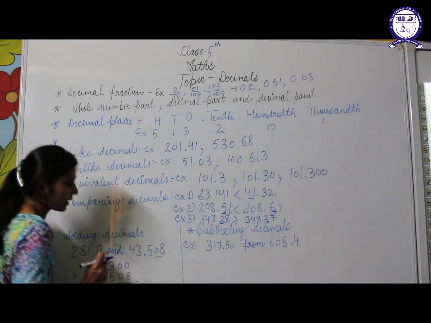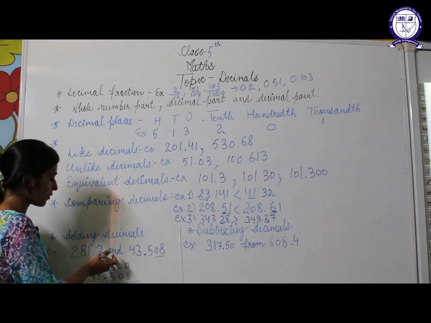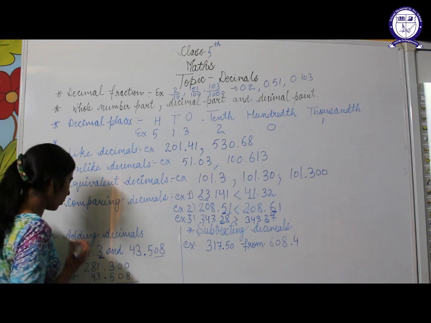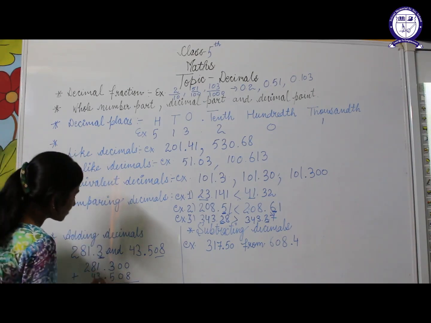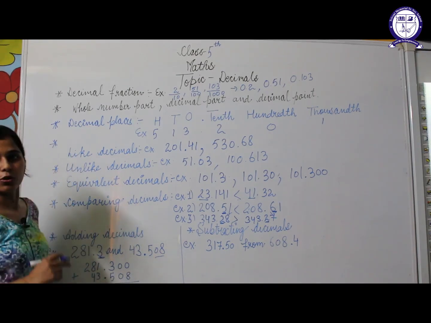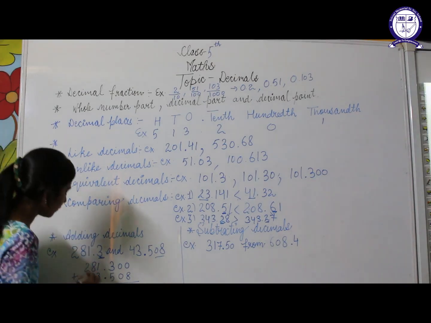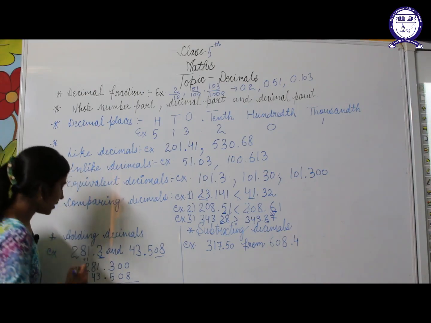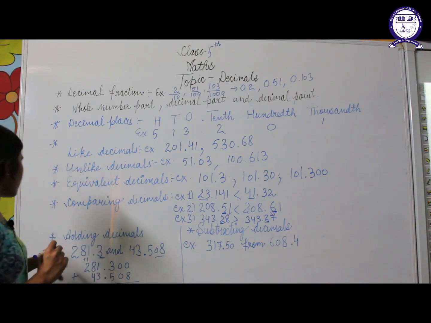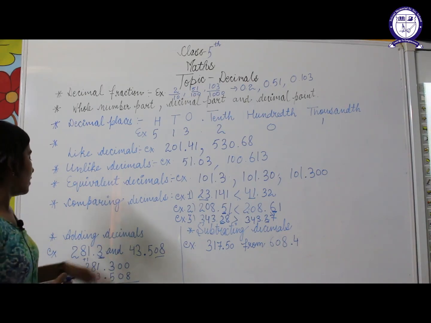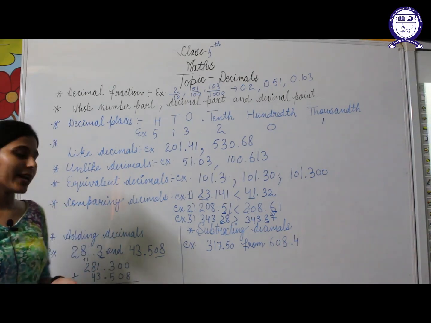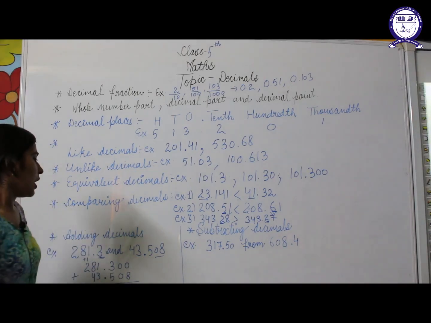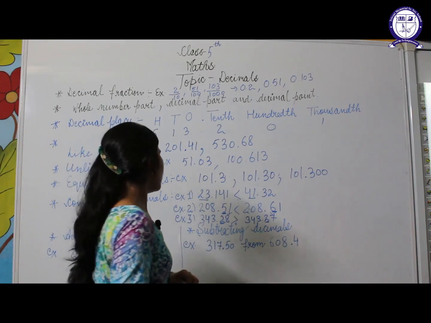And if there is any carry or regrouping, it will move towards the left-hand side of the point. So no need to get confused there. So 1 plus 3 gives 4, and 8 plus 4 gives us 12. So we will write the unit place of 12, that is 2, and 1 will move as a carry. So 1 plus 2 gives us 3. So after adding 281.3 and 43.508, what do we get as an answer? 324.808, students.